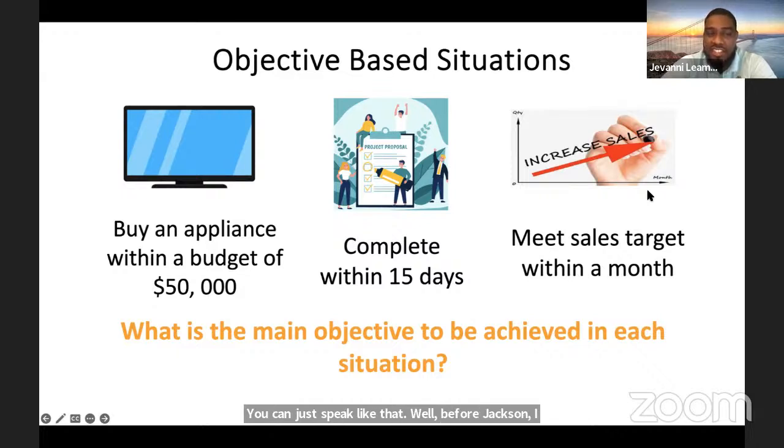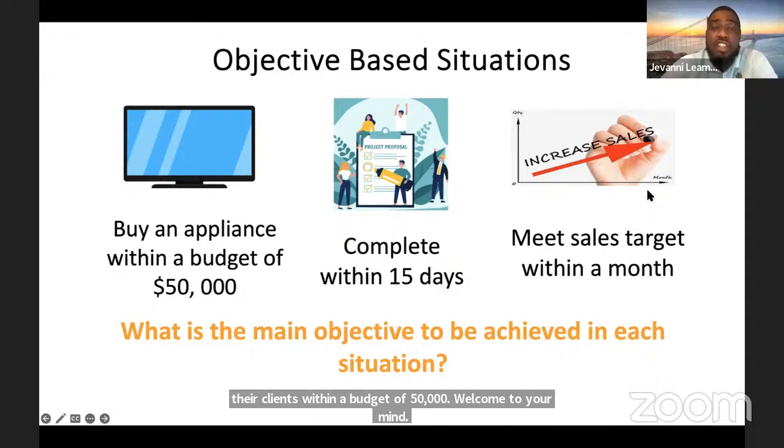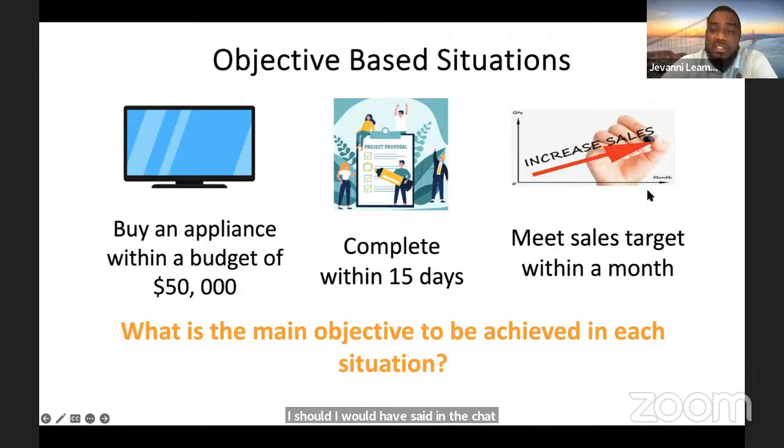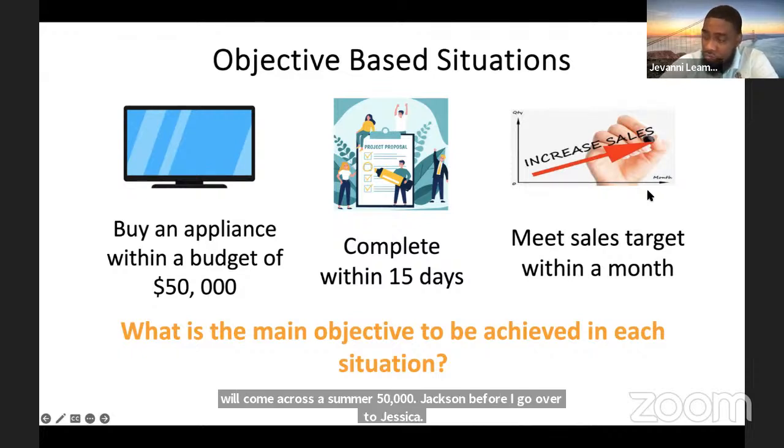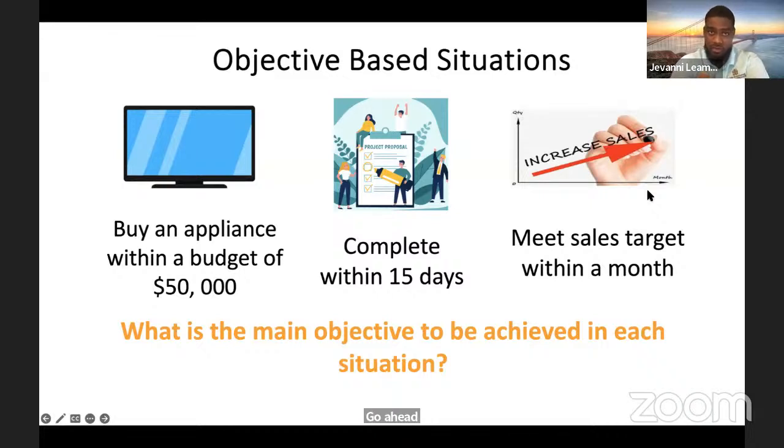So again, Jackson, what is the main objective in buying the appliance within a budget of 50,000? What comes to your mind? And Shania would have said in the chat, decide how you will come across the sum of 50,000. Jackson, before I go over to Josiah, go ahead. Sir, the main objective will be to purchase an appliance within the range of $50,000. Okay, all right. Less than or equal to. Oh, you're saying less than or equal to, all right. Josiah, go ahead.